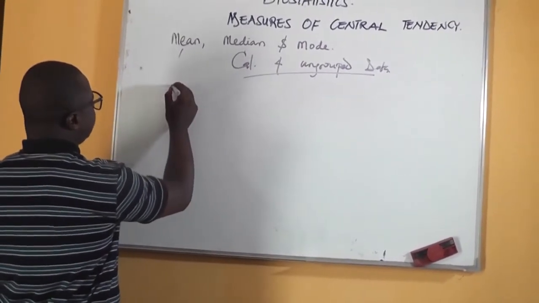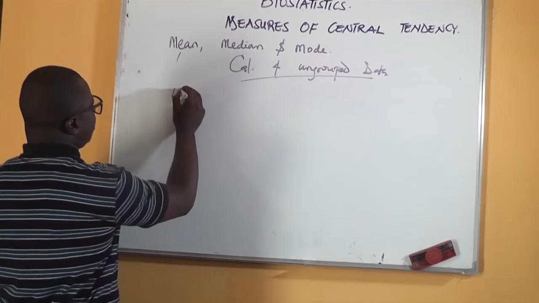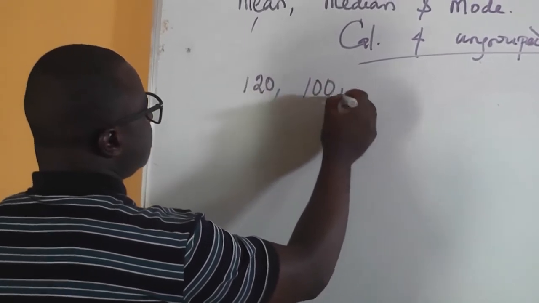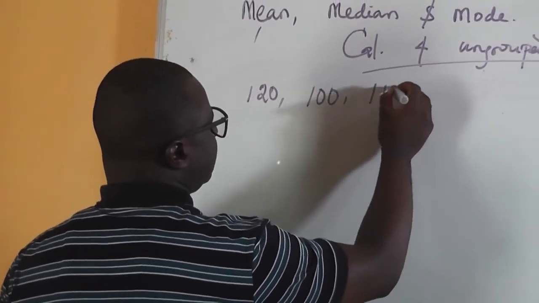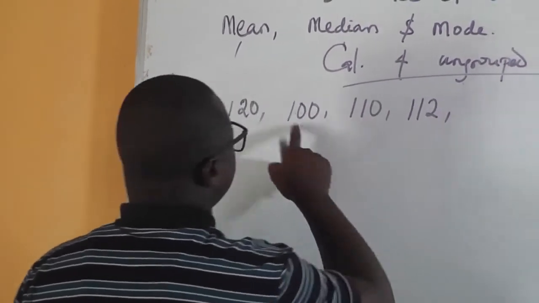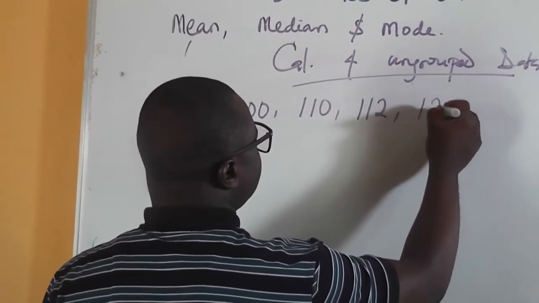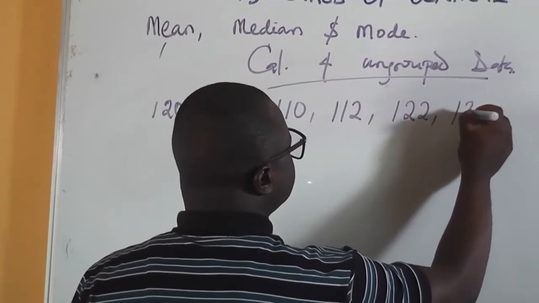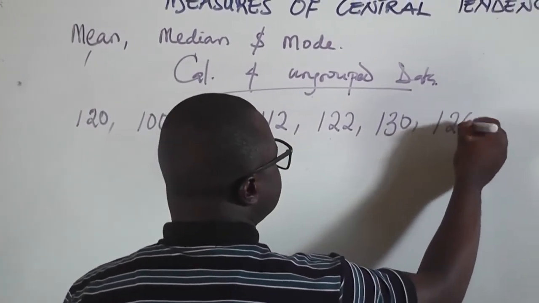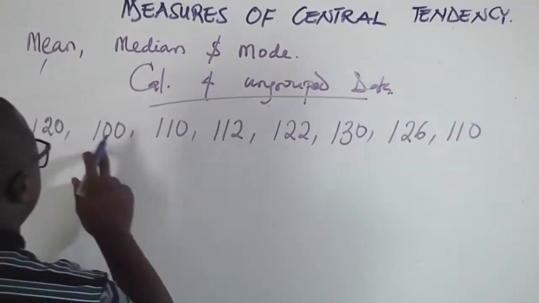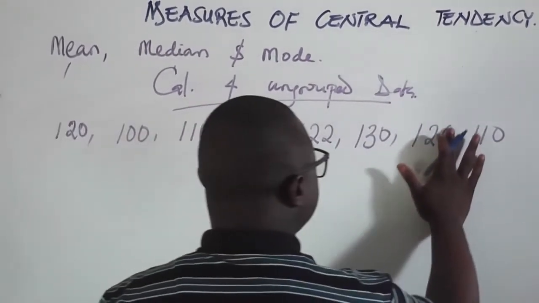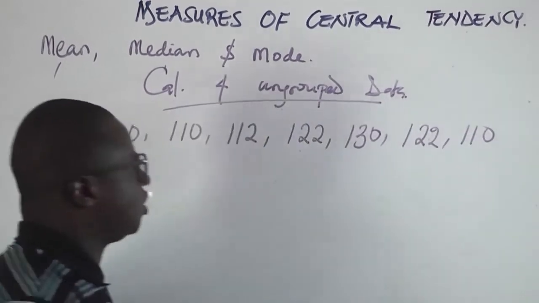So let's say for the first student, we have 120. The second student is 100. The third student is 110. The fourth student is 112. The fifth one is 122. And then 130. Then 126. And then 110. 1, 2, 3, 4, 5, 6, 7, 8. All right. So this observation, okay, let's make this one 122 still. Let's make this one 122.